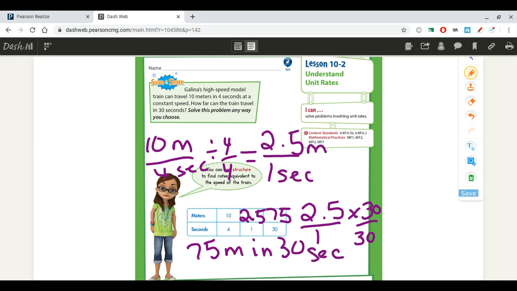Okay, so that's what we're going to be working on today. We're going to be working on finding that unit rate by dividing both the numerator and denominator of my ratio by the same value, and that will give me one of my units of measurement will be a 1. The other one will not be a 1, and that will tell me my unit rate.